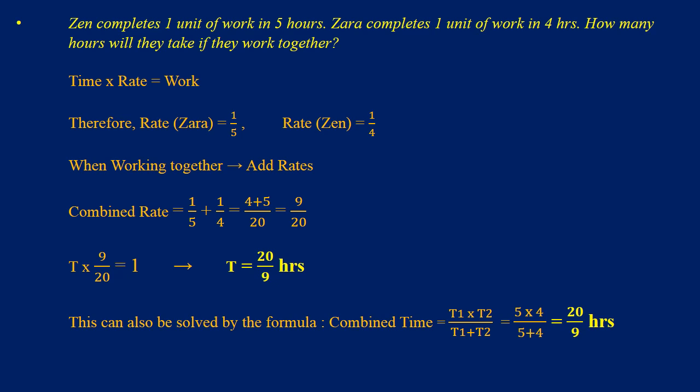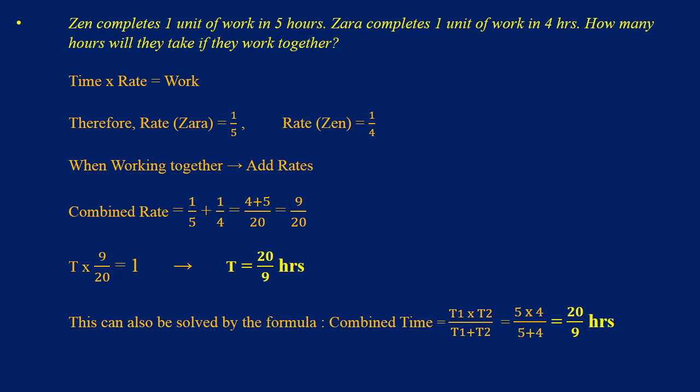He takes 5 hours to complete 1 unit of work. So his rate of work will be 1 unit of work every 5 hours. Zara takes 4 hours to complete 1 unit of work. Her rate of doing work will be 1 by 4. When people are working together, we should always add rates. Now the rate at which work will be done will increase. Things will get done faster, right?